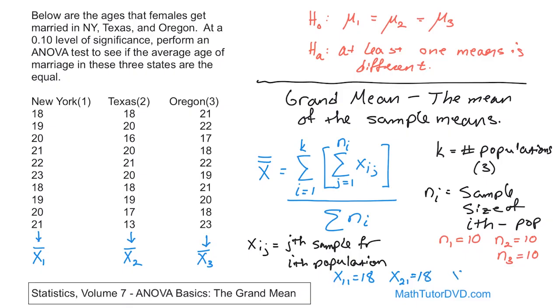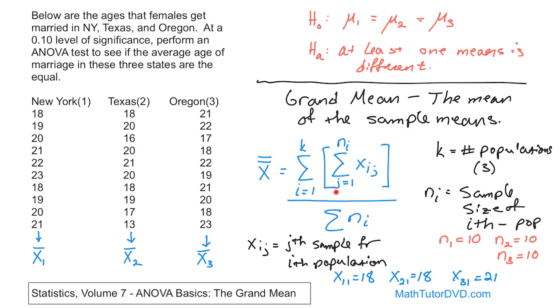And just one more example, x31, from the third population, sample number 1 is 21. So now you have all the pieces in place. Basically what's going on here is you start out with the outer loop, you set i equal to 1, and then you come in and put i equal to 1 here and i equal to 1 here.